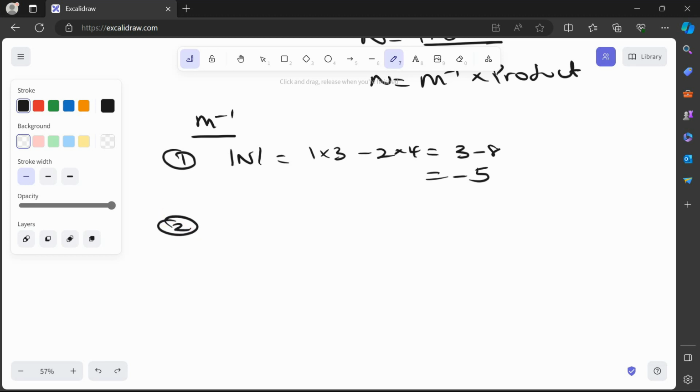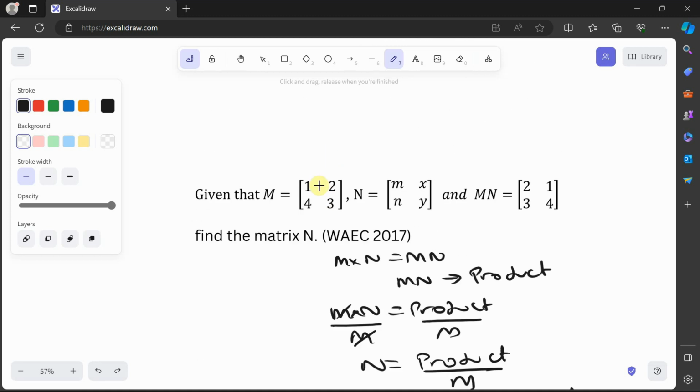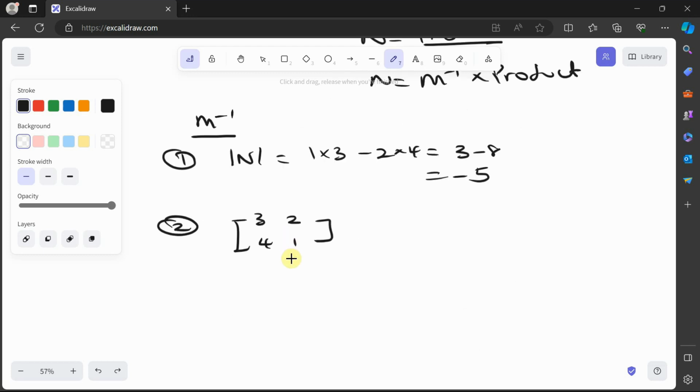Step 2, what do we say step 2 is? Great, we'll swap the values in the leading diagonal. So this would be 3, 2, 4, 1. Great. And our step 3, where's our step 3? Great. Multiply the values in the other diagonal by minus 1. So this would be 3, minus 2, minus 4 and 1.